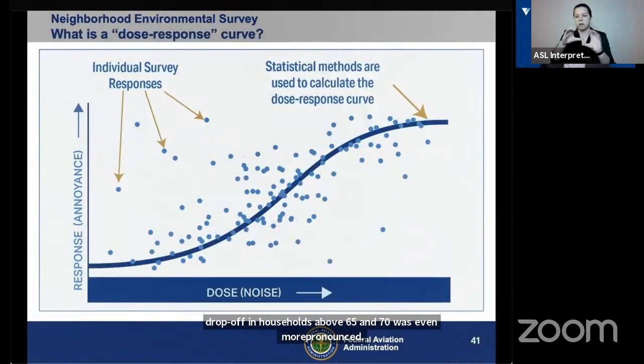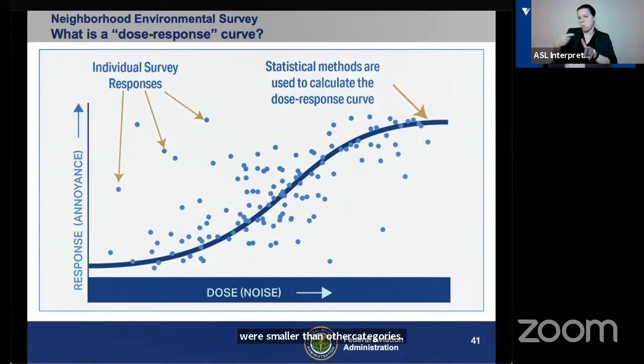Now let's talk about how the survey results were used to produce a dose response curve, the main purpose of the NES. I'll provide a somewhat simplified explanation, but for those interested in the finer statistical details, you can read about them in the report. First, what is a dose response curve?